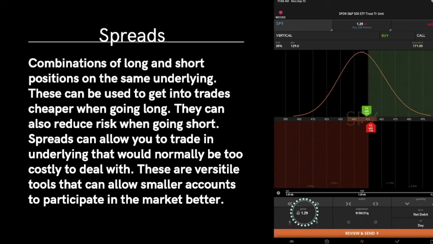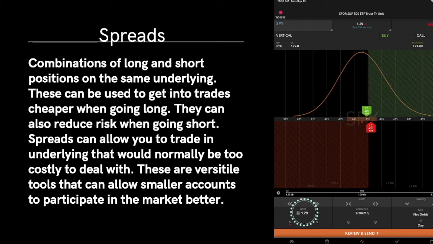So, spreads are combinations of long and short positions on the same underlying, and these can be used to reduce risk on short positions or reduce cost on long positions. They are going to cap your maximum gain on long positions, but they might also allow you to buy many more contracts to capture more of a small movement at a cheaper premium. So how does this work?